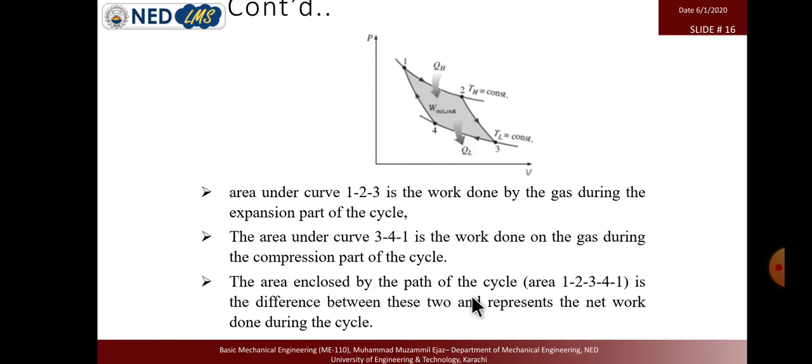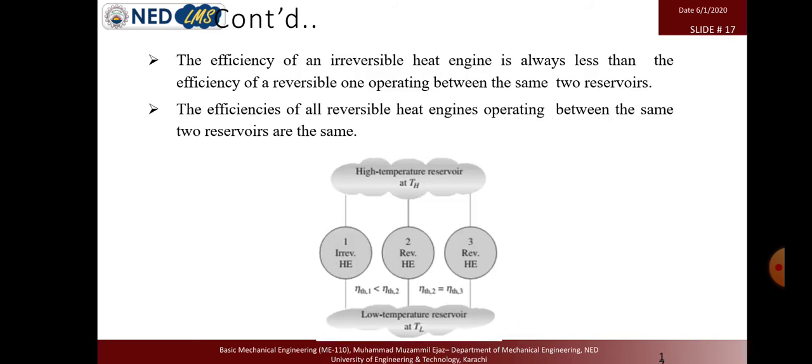The area enclosed by the path of the cycle 1, 2, 3, 4, 1 is the difference between these two and represents the net work during the cycle. Okay, so the difference between the work from 1 to 3 and 3 to 1, we get the net work during the cycle.